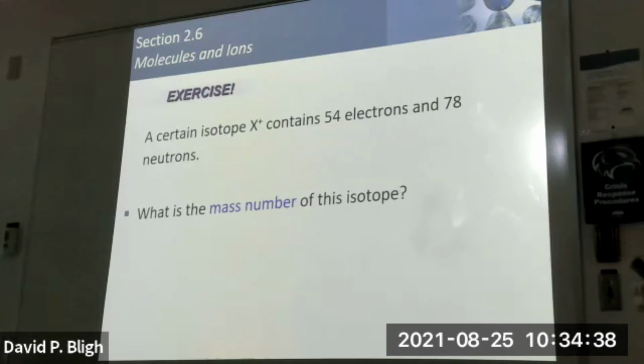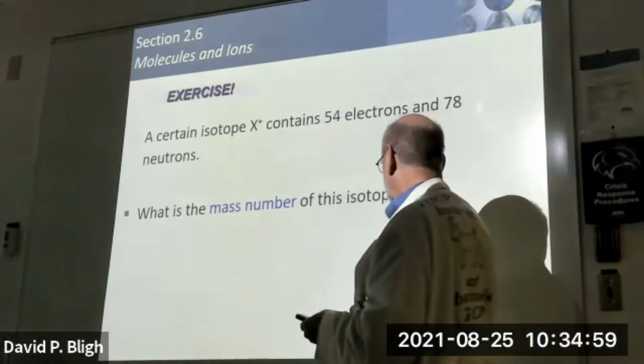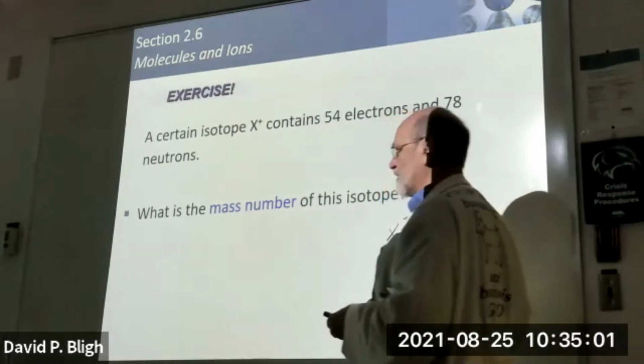the structure of atoms. Say we know that the charge on this isotope is 1+. And we also know that it contains 54 electrons and 78 neutrons. So what's the mass number of this isotope? You look at it this way. Where did that positive come from?